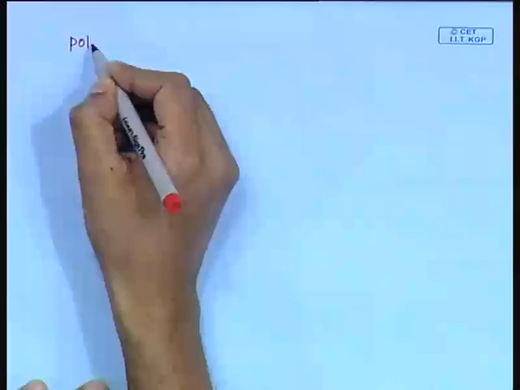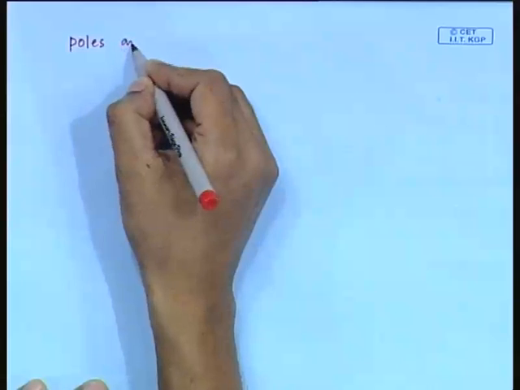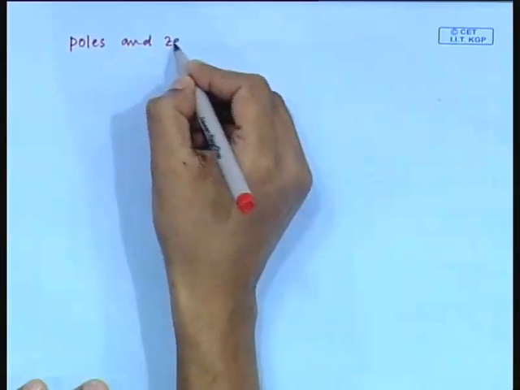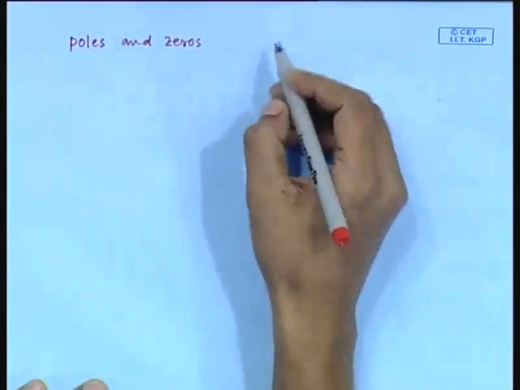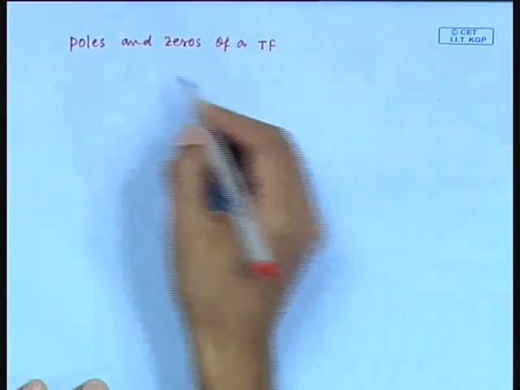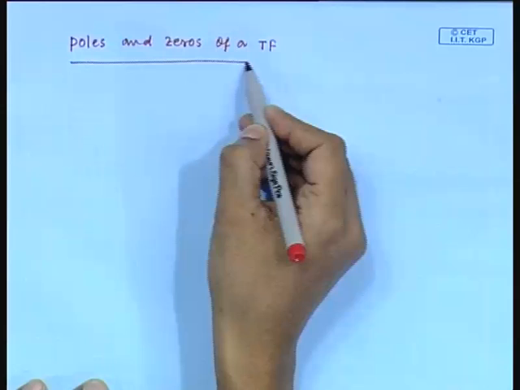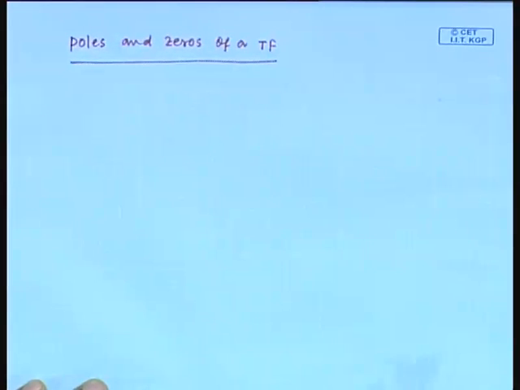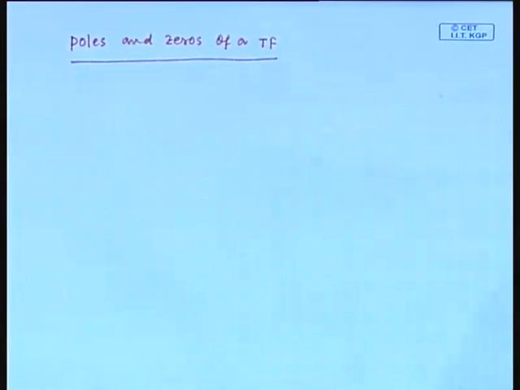Now we will start the poles and zeros of a system. So, our topic is poles and zeros of a system, or you can say transfer function. Fine.